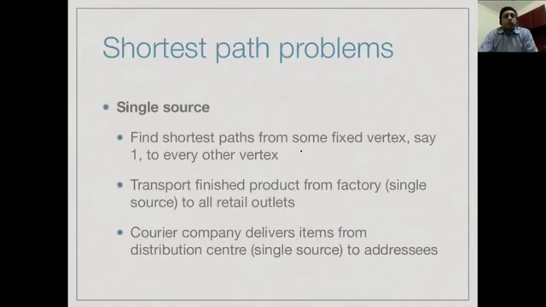Or you might be a courier company. Now a courier company will ship all items to a given city to a centralized office, and from this centralized office it has to be distributed to all parts of the city. So how do you compute the shortest path from the distribution office to all the different addresses to which the courier items have to be delivered?